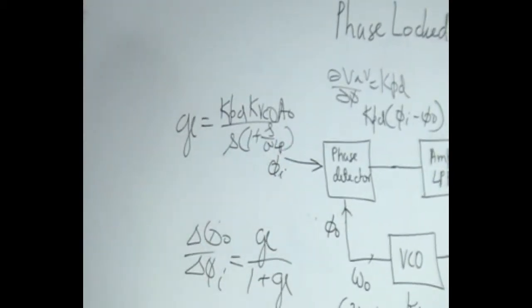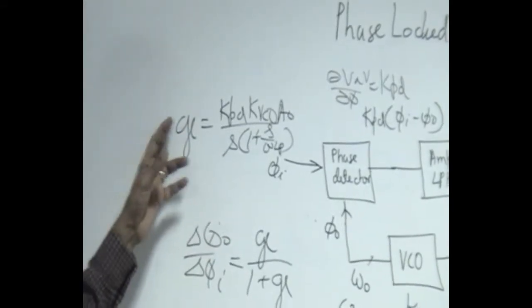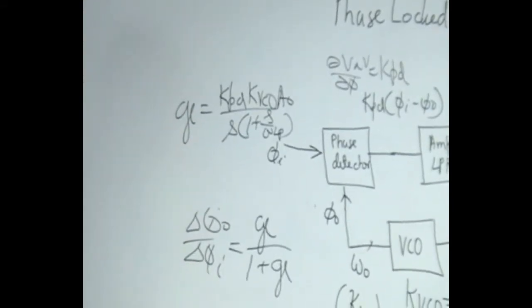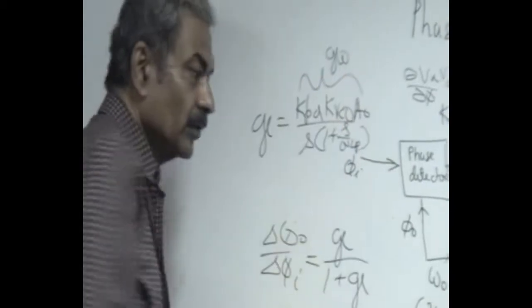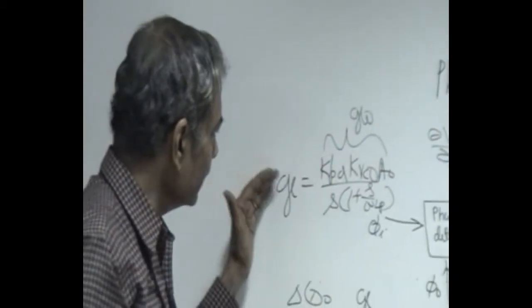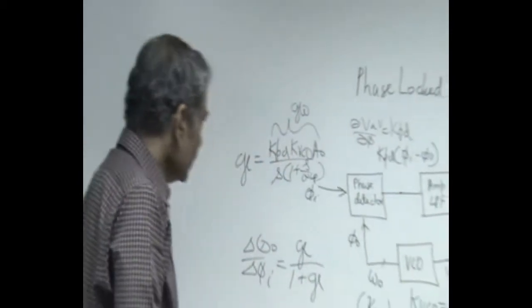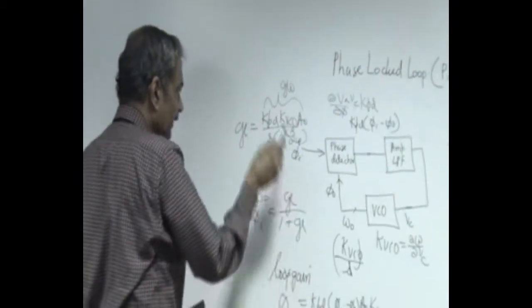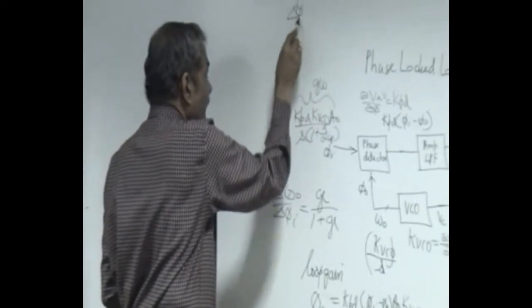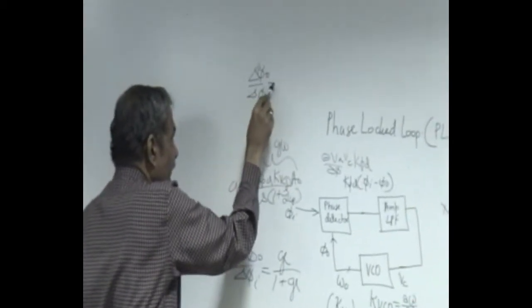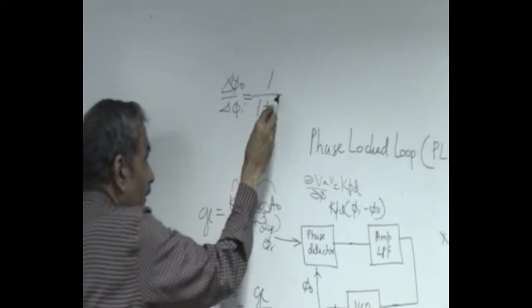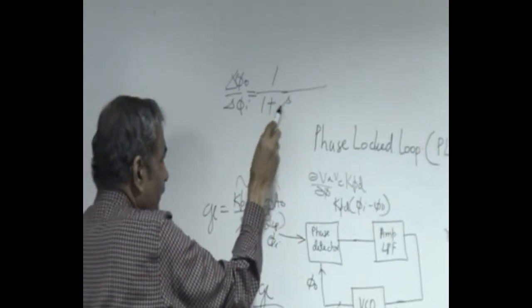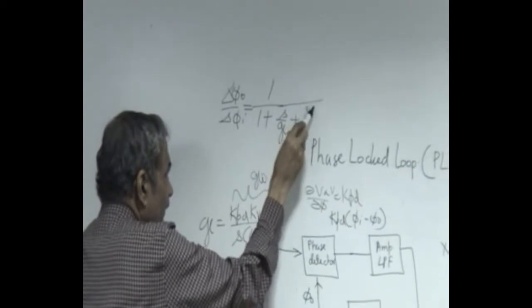Because of this S, the dimension of GL naught is also going to be frequency. So frequency by frequency is a loop gain. This is an important thing, and therefore if you now find out delta phi naught by delta phi I, this is going to be 1 by 1 plus 1 over GL, which becomes nothing but S by GL naught, that's S squared by GL naught.